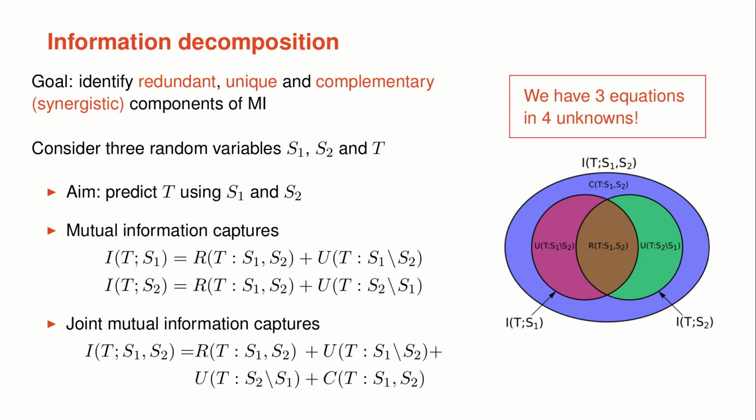What we need to understand then is that we have three unknowns here. We have three equations, but four unknowns that we want to solve for. So we can't get this decomposition using traditional information theory alone.